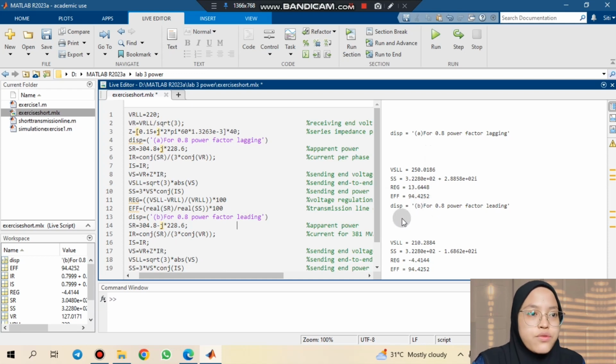94.4252%. And as for question B, which is for 0.8 power factor leading, we can see the voltage regulation is equal to negative 4.4144%, and also the transmission line efficiency is equal to 94.4252%. So how can we know whether the displayed value here is correct or not?